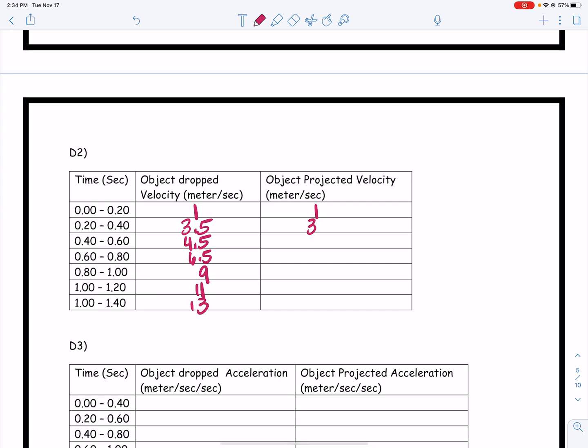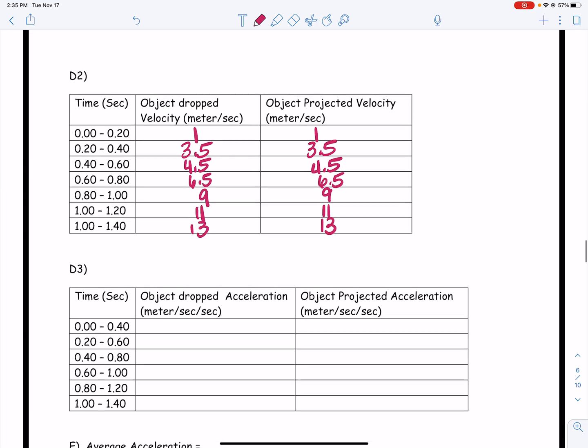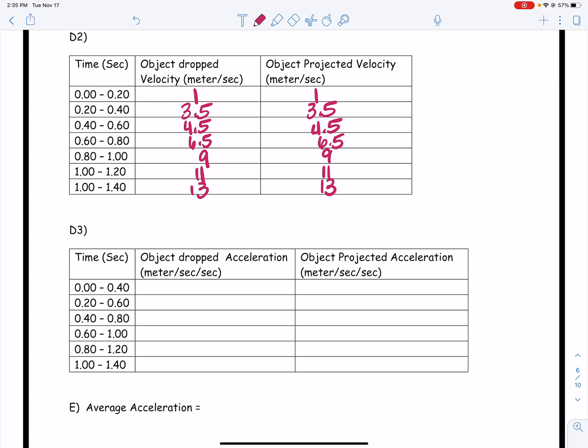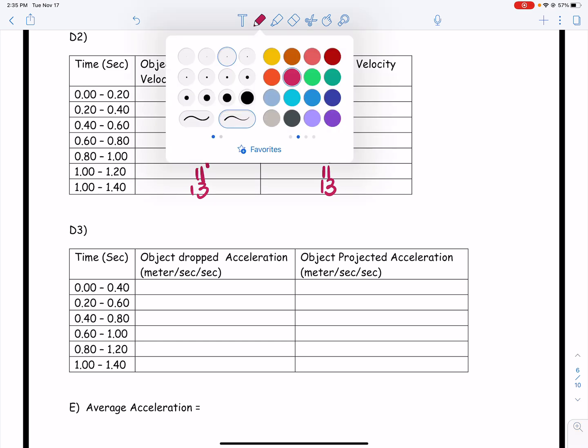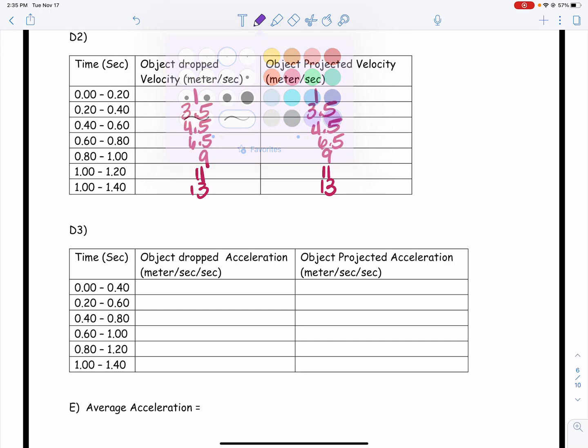So these are going to be the same. That's my change in velocity. So it's getting faster as it falls, which makes sense. Okay, so now to find acceleration, you're going to take your change in velocity. So I'm going to use a different color now. My change in velocity. So 3.5 minus 1 is 2.5.